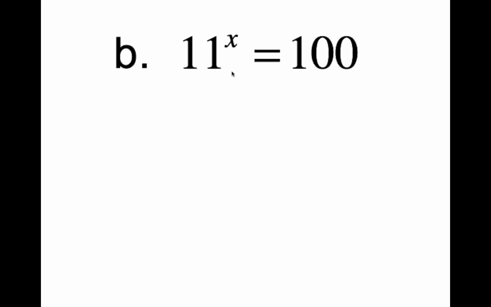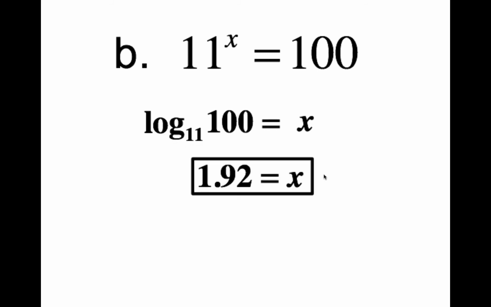For b, notice you can't have an x value that will make this true. It won't be a nice, pretty whole number. I can't rewrite this as 11 squared. So we have to do the log. Log base 11, hook over 100, equals, hook back to the exponent x. So you would type into your calculator log of 100 divided by log of 11, and you get 1.92.